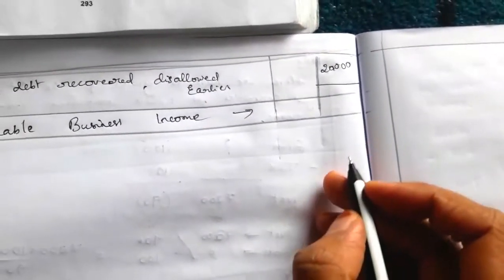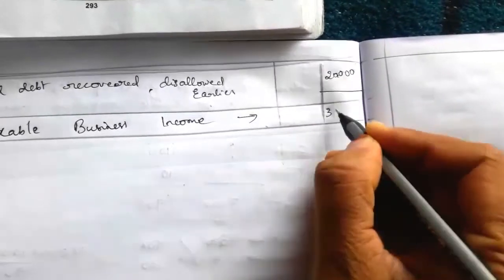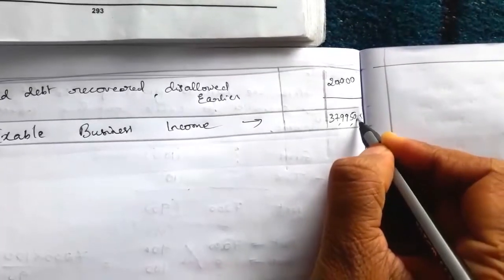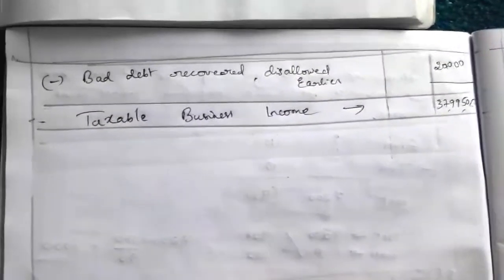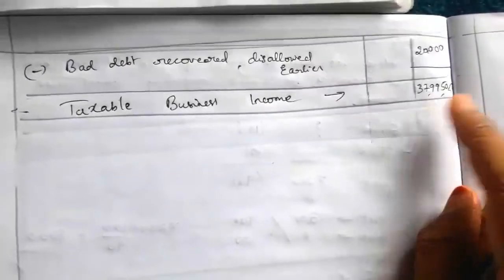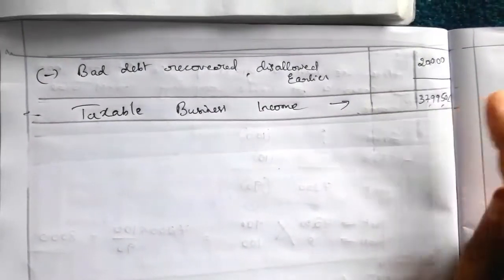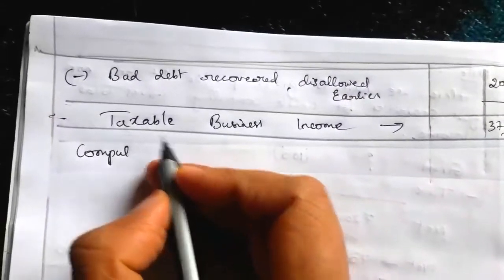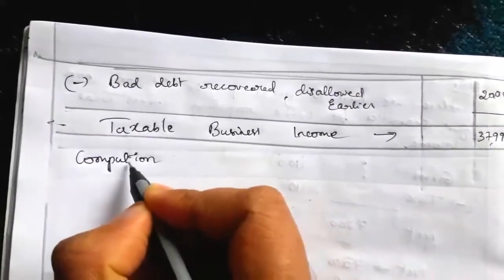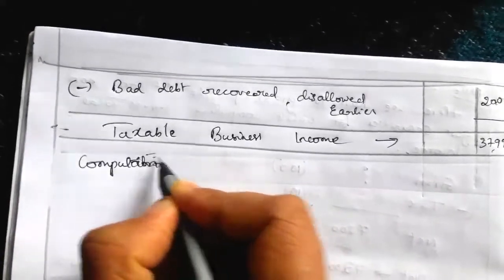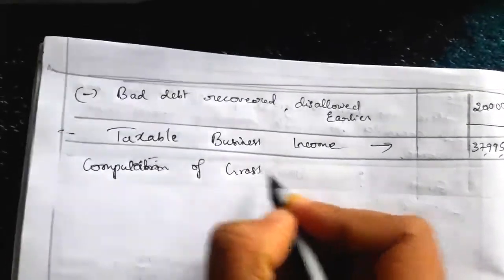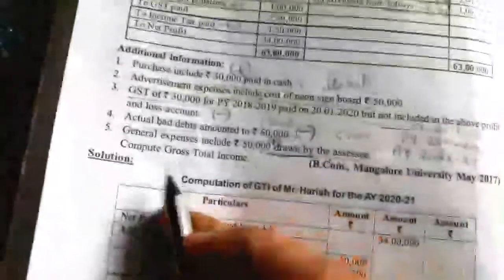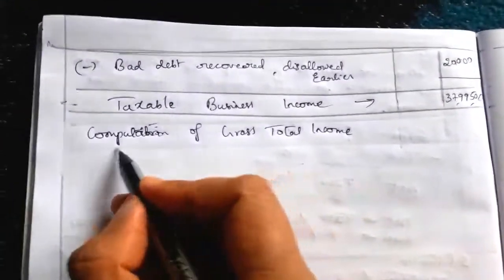So that is equal to 37,99,500 is the business income. 37,99,500 is taken as the taxable business income, and it should be taken under section 28, business income, while computing the gross total income. Next, write the heading computation of gross total income. So here they have asked to calculate the gross total income of SSC. So we have to compute the gross total income.